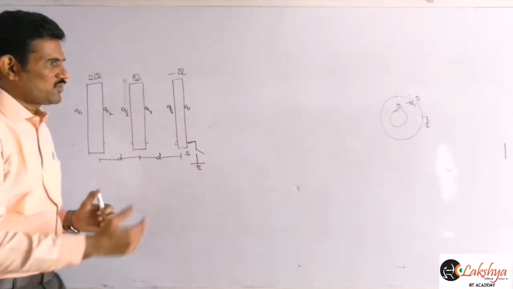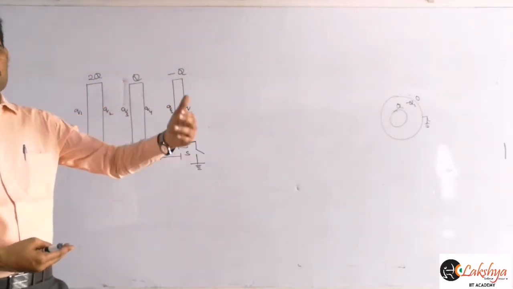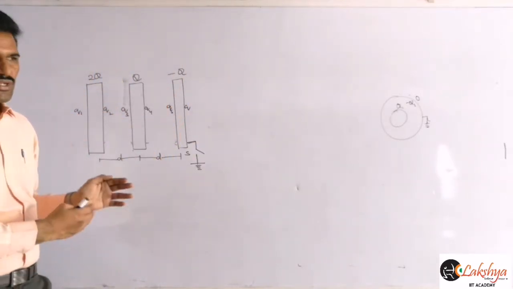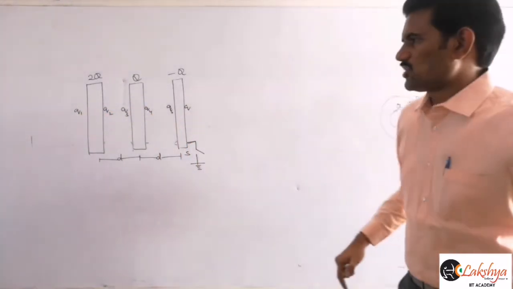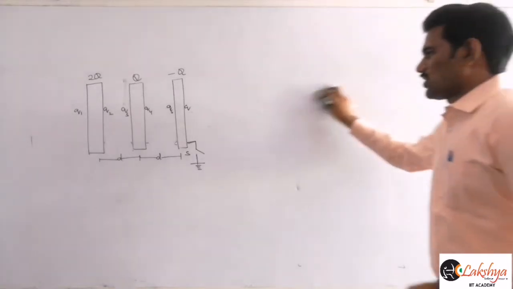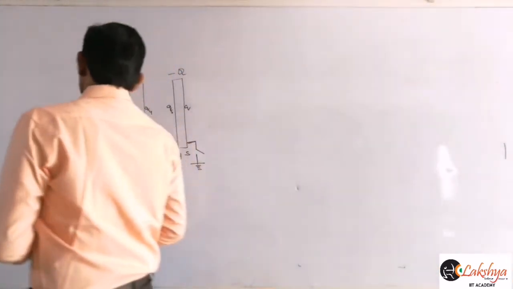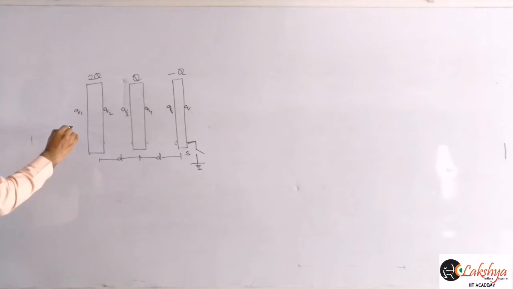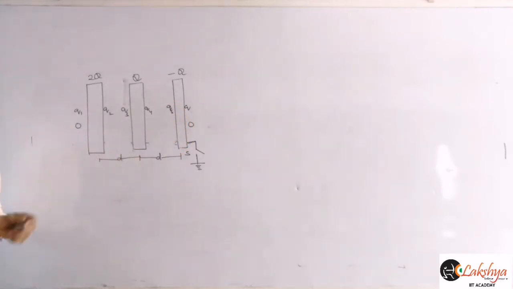That means any plate, if you are connecting it to the ground, the charge appearing on the outermost surface will be equal to 0. Then only the potential of that particular plate will become 0 there. So mention that point. So when any one of the plates is grounded, the charges appearing on the outermost surface will be 0. That means this side charge will be 0 and this side charge will be 0, right? So no charge will be present on the outermost surface.